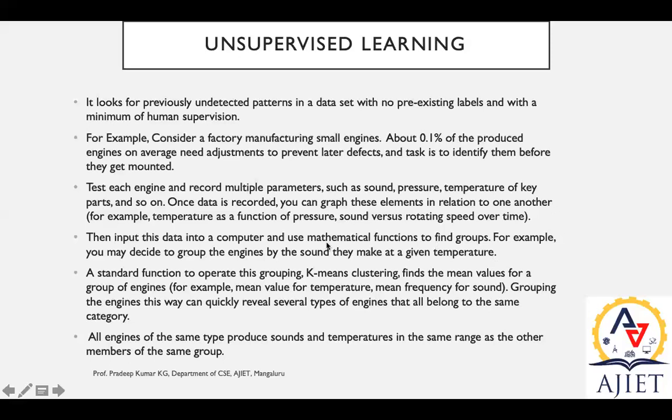For this, we need to apply some standard functions. A methodology that has been employed is, for example, k-means clustering. Clustering is grouping based on one particular criterion. K-means clustering finds the mean values for a group of engines, for example mean temperature, mean frequency of sound, and mean pressures. Based on that mean or average, we can group the engines. This can quickly reveal several types of engines that belong to the same category. All engines of the same type produce sounds and temperatures in the same range as the other members of the group. So we bifurcate by analyzing different parameters like sound, pressure, and temperature.